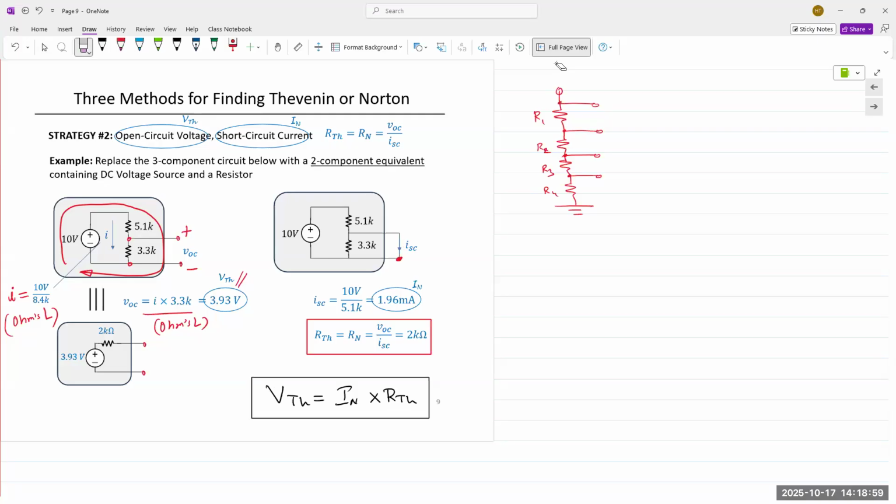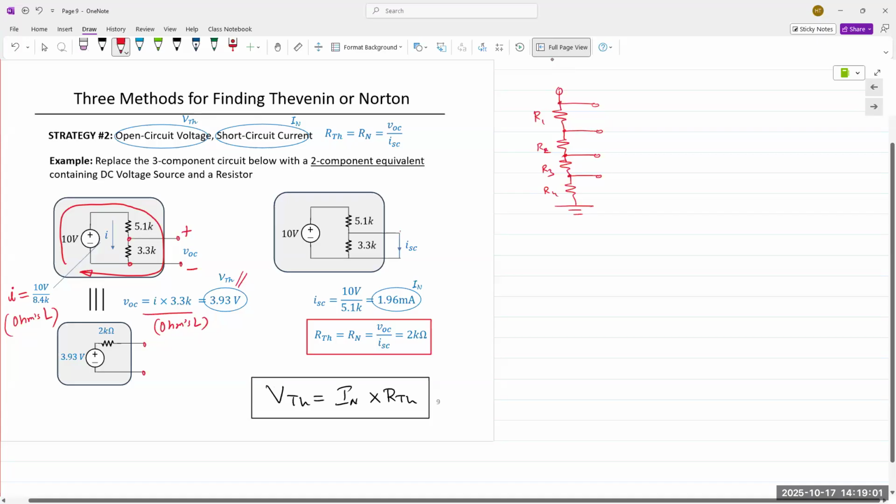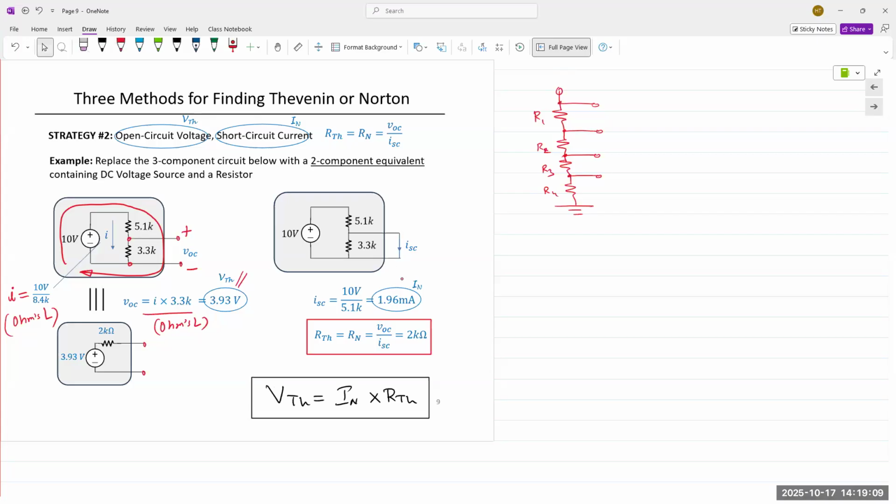Okay. So these are my output terminals. I place a short circuit wire between them. Once I have a short circuit wire, now I'm going to calculate the short circuit current that's flowing through that branch.